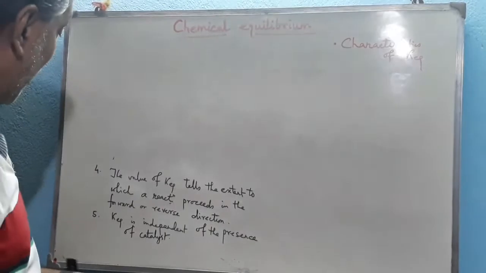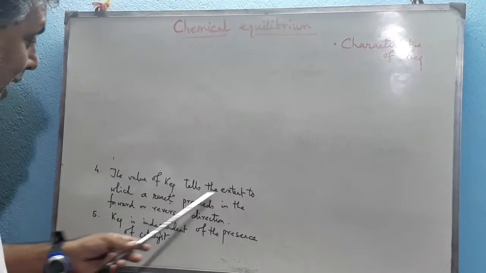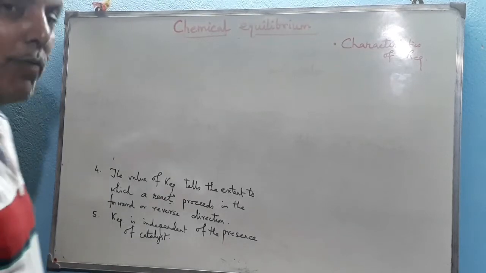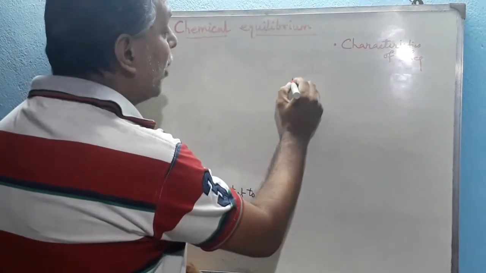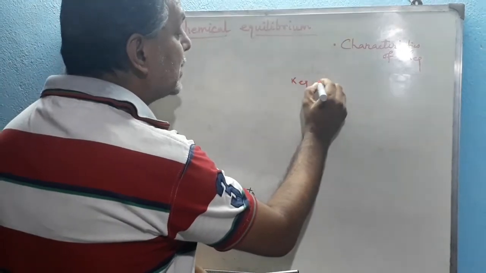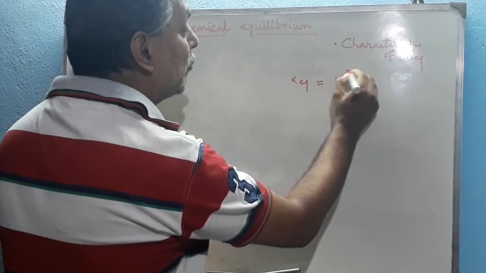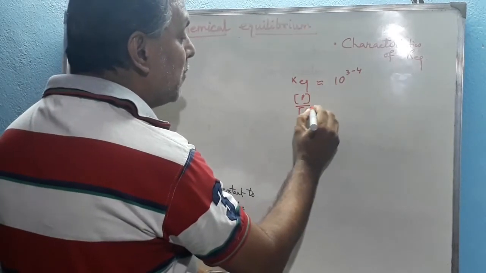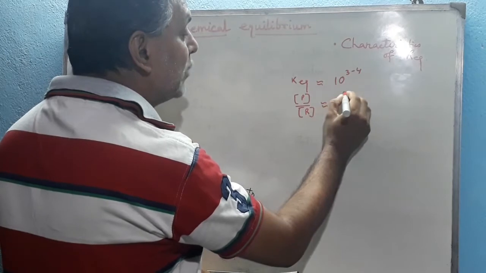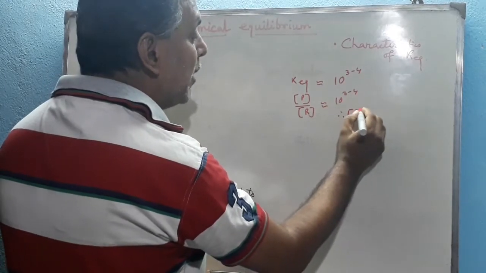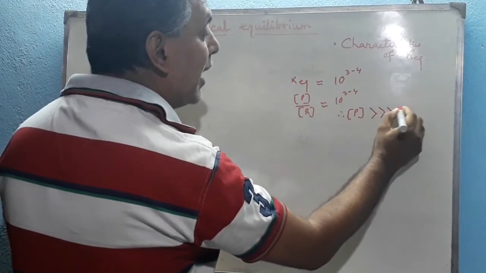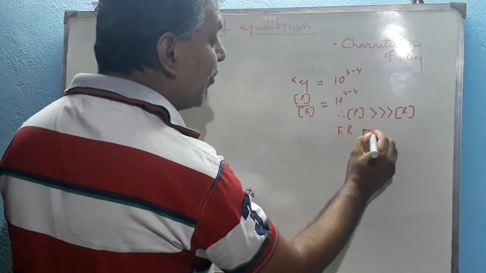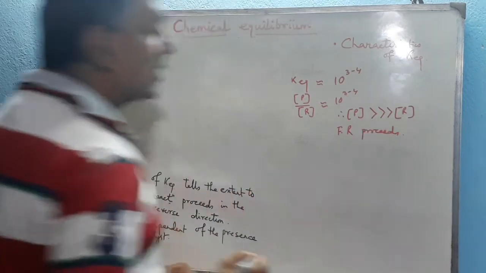Now the fourth point: the value of K equilibrium tells the extent to which a reaction proceeds in the forward or reverse direction. See this, if the value of K equilibrium is very high, suppose approximately 10 to the power 3 to 4, then the product by reactant ratio becomes very high, 10 to the power 3 to 4 times. So we can say that product concentration is very high as compared to the reactant, and the forward reaction proceeds at a faster rate.